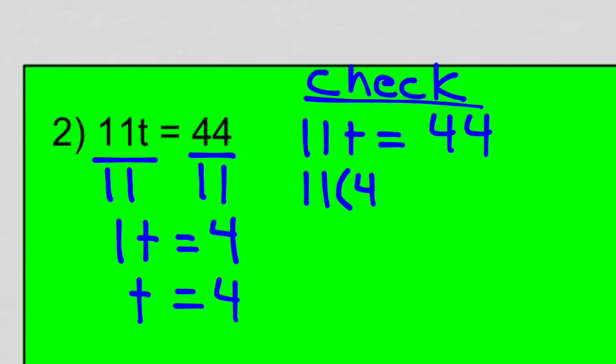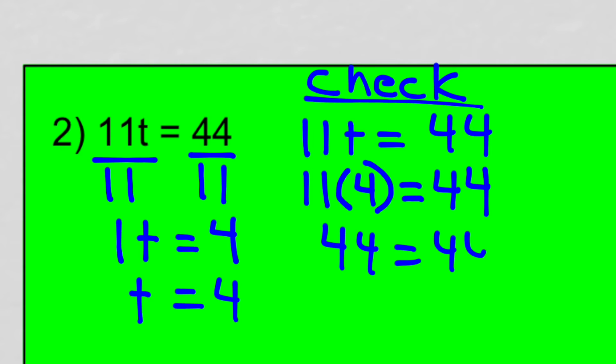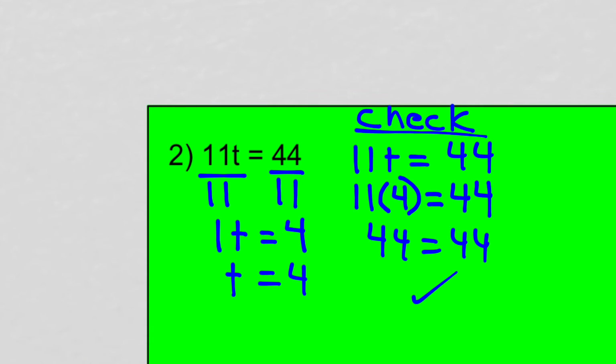We use parentheses to show the multiplication because we don't want to use an x because that might confuse us. We might think that's another unknown number. Now, is this true? Does 11 times 4 equal 44? Absolutely. So 44 equals 44, and our equation is correct. We have equality on both sides of the equal sign.